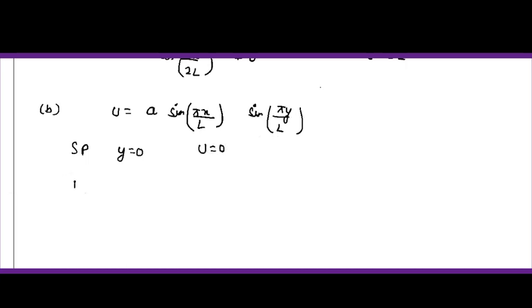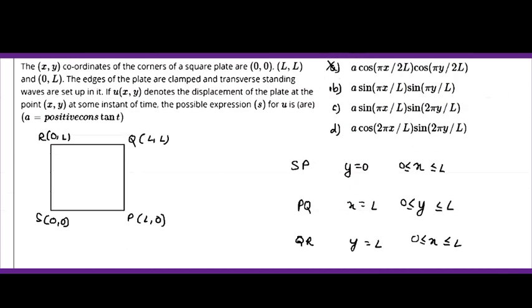Similarly, for the surface PQ, x would be equal to L. If you put x equal to L into this expression, it would turn out to be sin pi, and sin pi is 0, so u would be 0. For QR, y would be equal to L, so again sin pi is 0. And at last we check RS, where x would be equal to 0, and again u would be 0. That means at each and every edge this is satisfying our condition, so B would be one of the correct options.